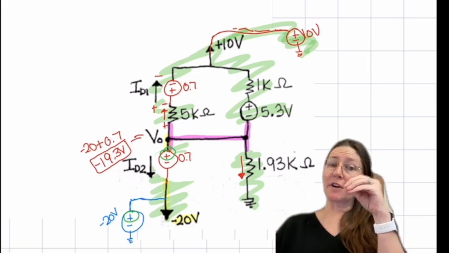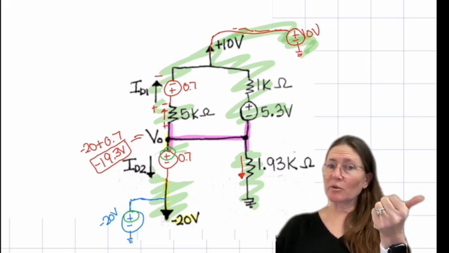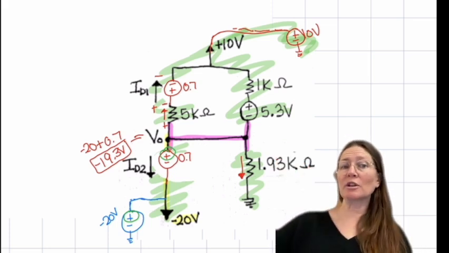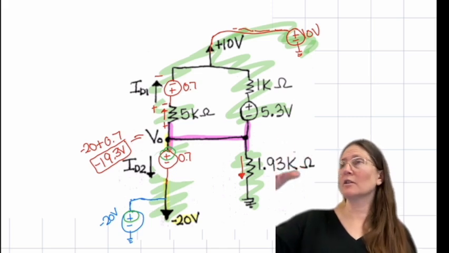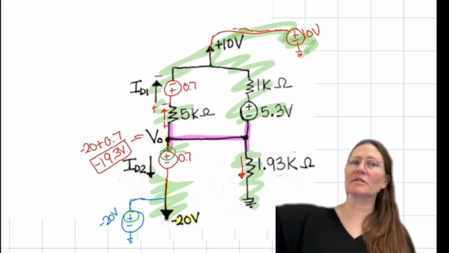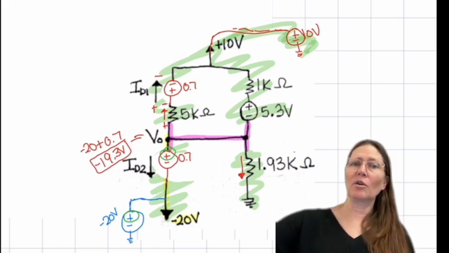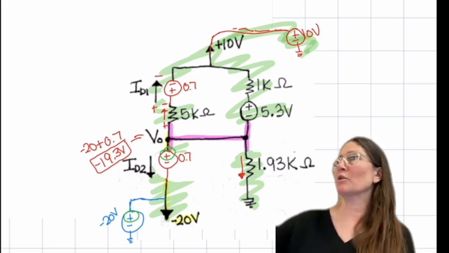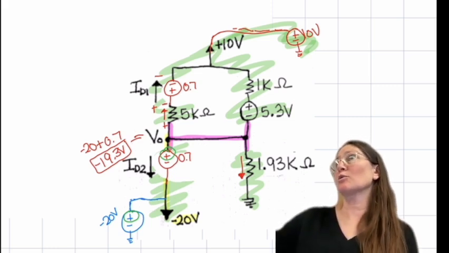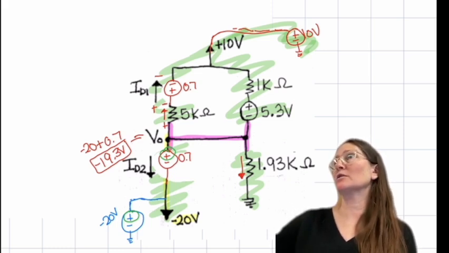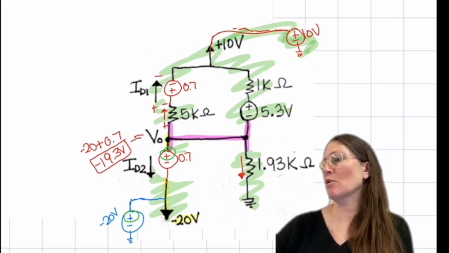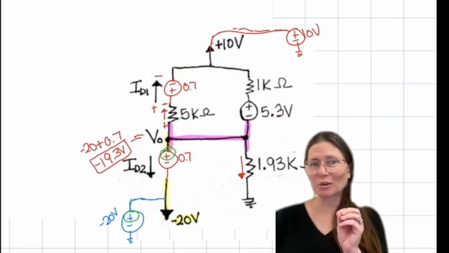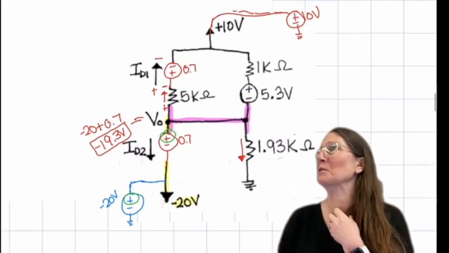To find it in the other branches, the 1.93K, I need to know the current, because it would be I times R there. I would need to know the current through the 5K to do that drop, plus the 0.7 plus the 10. Or I'd need to know the current through the other 1K and the 5.3 volts. Since I don't know those, that's a harder pathway to take. So you could still find it, it's just going to take you a little bit longer, with all the algebra, to find it.